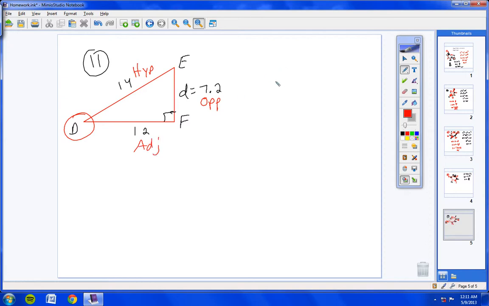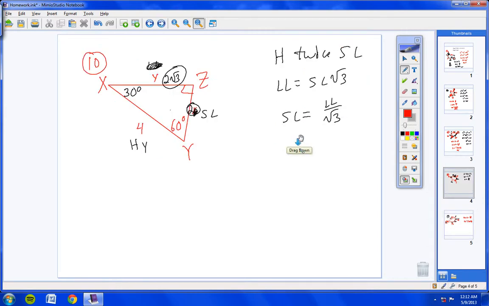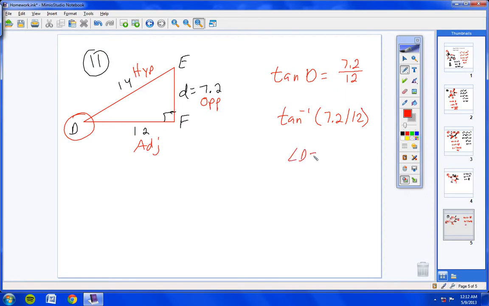Now I don't care what you use. I'm going to use tangent. We're going to say tangent of D equals opposite, which is 7.2, over adjacent, which is 12. Well, we're looking for an angle, so that's when we use the tangent inverse button. So tangent inverse of 7.2 divided by 12 would give you 31 degrees. So angle D equals 31 degrees. So put a 31 right here. And then this last angle is really easy. 90 plus 31 is 121. That'd be 59 degrees. Okay? And I think we have one problem left, and we're finally done.